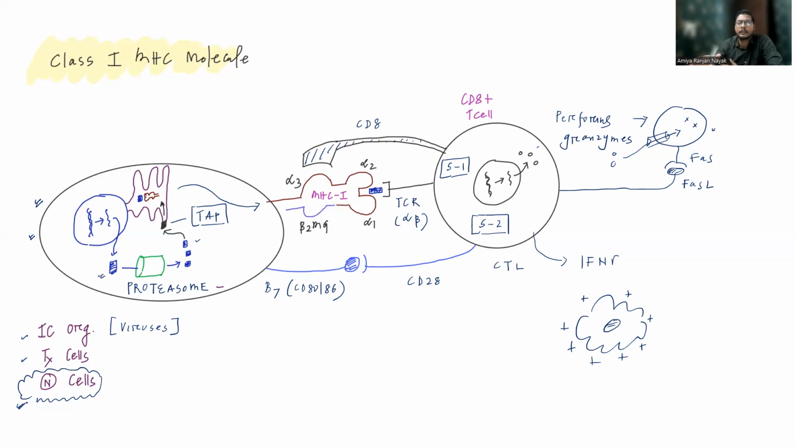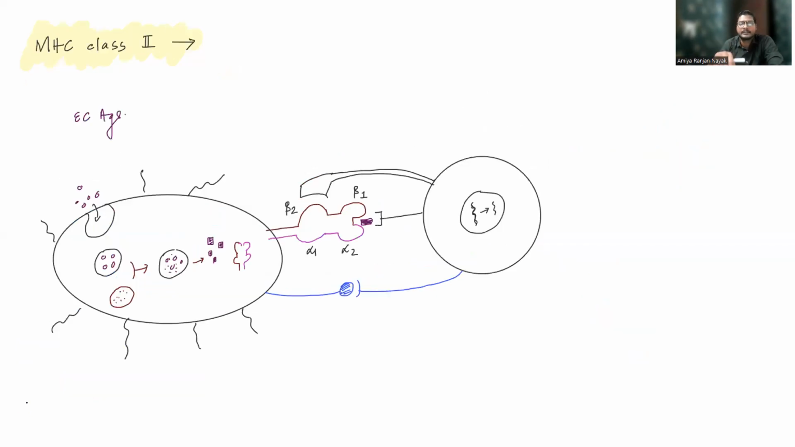For the timing, you remember, even though the cells express self-antigens with the help of MHC class 1 molecule, and even though CD8 positive T cells sometimes can identify those self-antigens, they are not going to harm the self cells. They will only harm the cells which are affected with intracellular pathogens or the tumorous cells. This is about the class 1 molecule. Now we'll discuss the class 2 molecule.